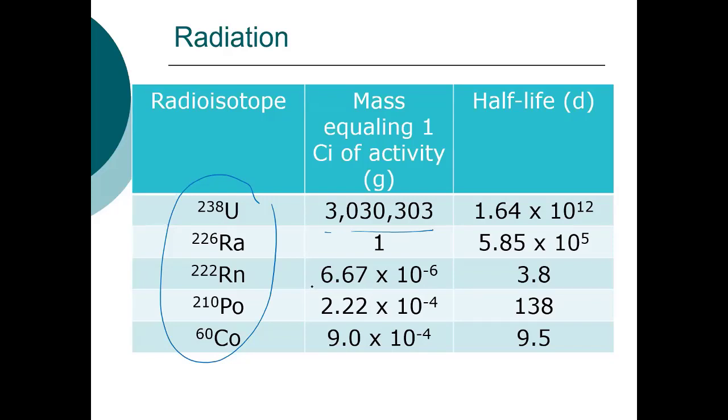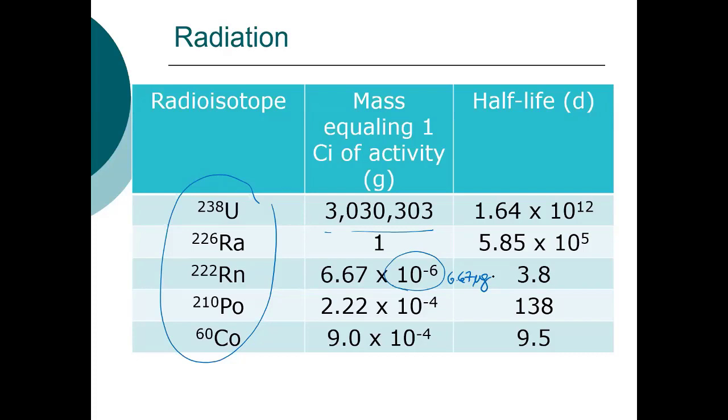Radon is on the order of 10 to the minus 6. So now we're looking at about 6 micrograms of material would have 1 curie of activity. Polonium is about 2.2 times 10 to the minus 4, and cobalt-60 is about 9 times 10 to the minus 4.